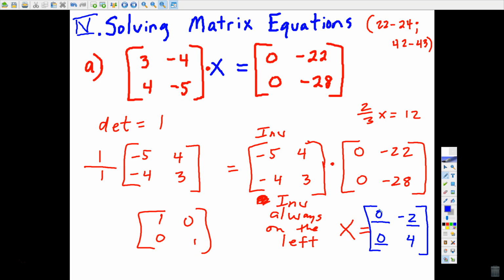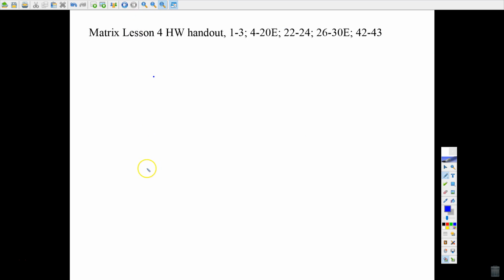Now, how can I know if I'm right? If I take this matrix and put it in here and multiply, then I should get this result. So I've got confidence that I did the right thing. Okay, that wraps up our lesson 4 for matrices, and that is the assignment. We will check that out, and contact me if you have any questions.